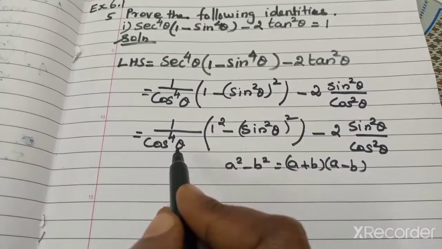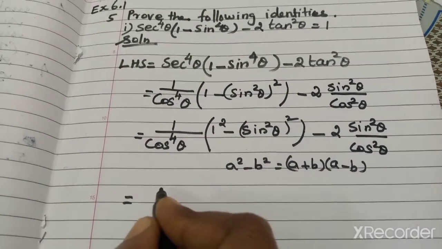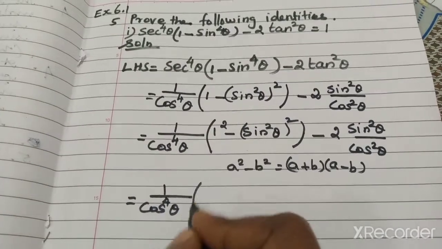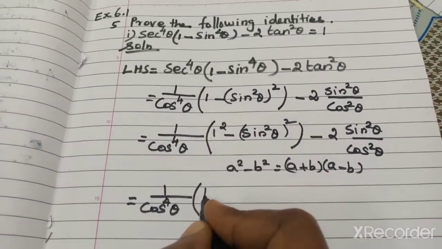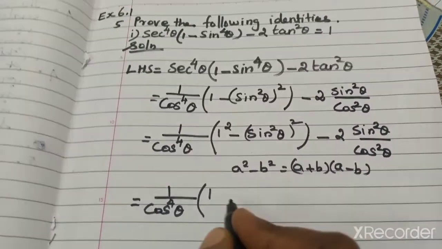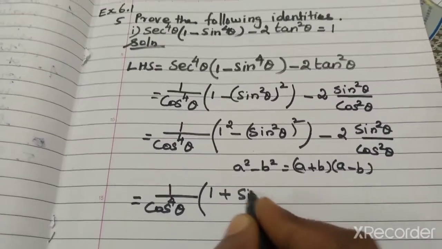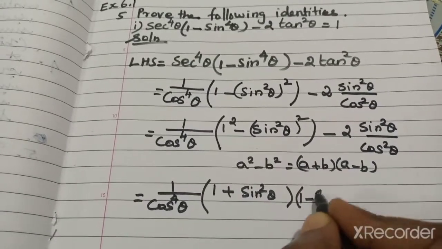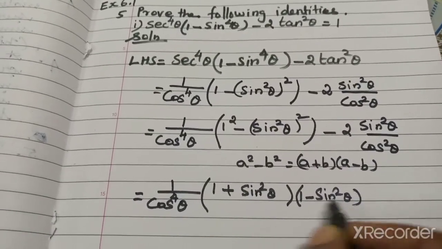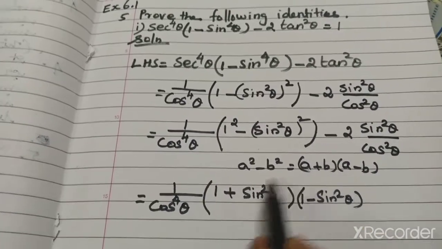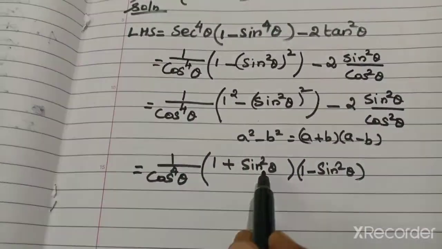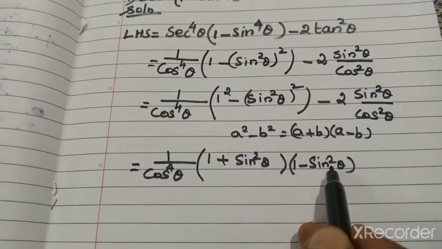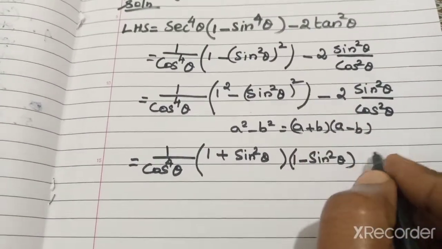Okay, remaining as it is. Which is equal to 1 by cos power 4 theta into 1 square is 1. A square minus b square is a plus b, that is 1 plus sine square theta, into 1 minus sine square theta. Did you understand, students, this one? A plus b, that is 1 plus b is sine square theta, into a minus b, that is 1 minus b is sine square theta. Then remaining terms as it is, right?